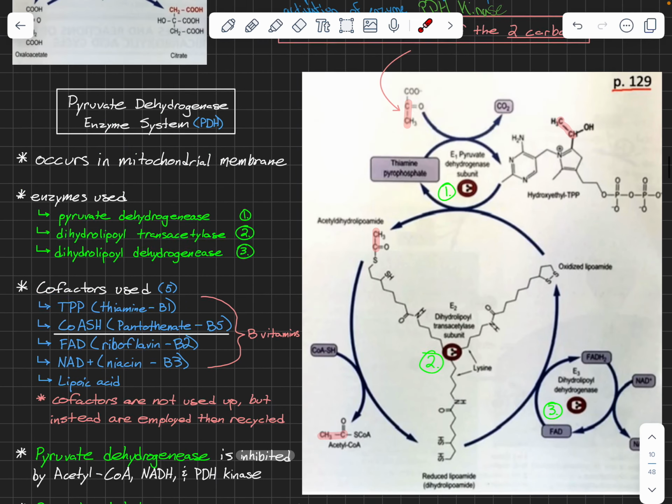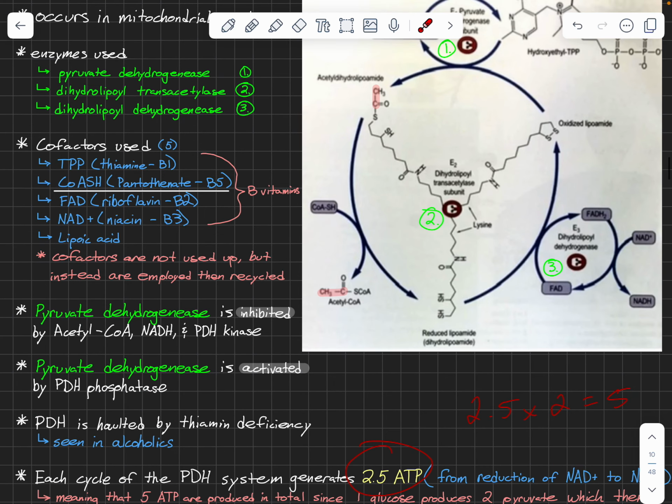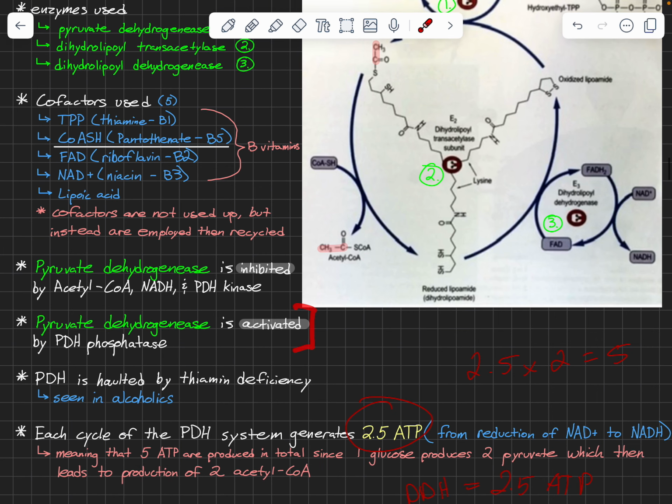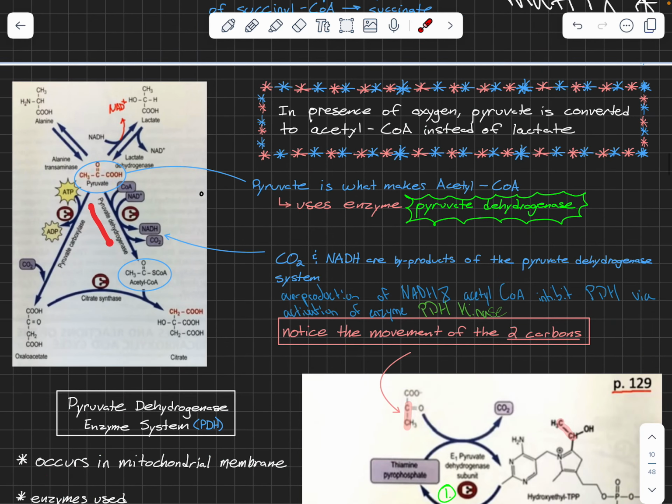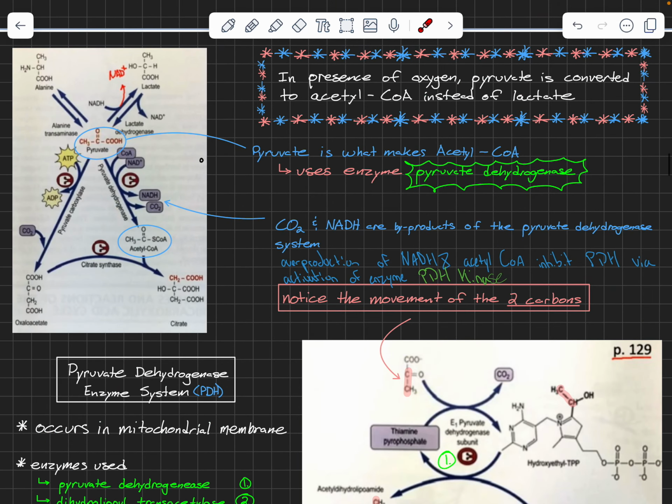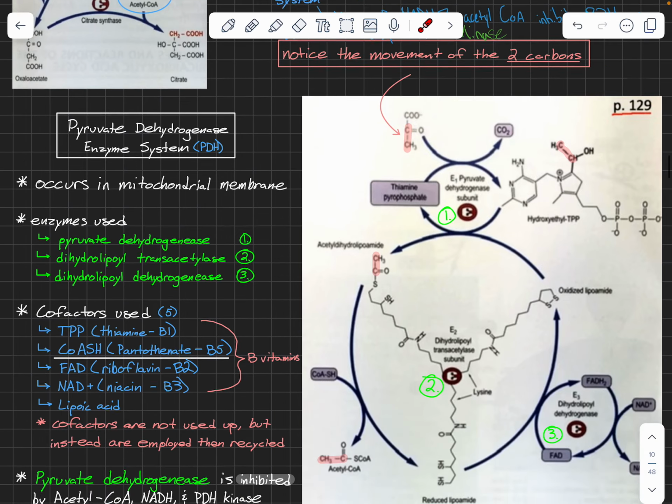So again, just restating what I just said, we can see that pyruvate dehydrogenase right here is inhibited by acetyl-CoA, NADH, and PDH kinase. And then if we want to activate it, and let's say we shut it off, we made too much stuff and we need to turn it back on, we use PDH phosphatase to come back and turn back on this enzyme, pyruvate dehydrogenase, to keep the conversion of pyruvate to acetyl-CoA going.